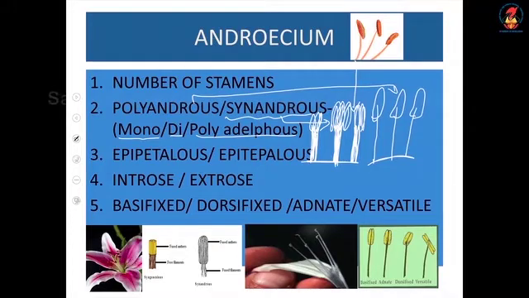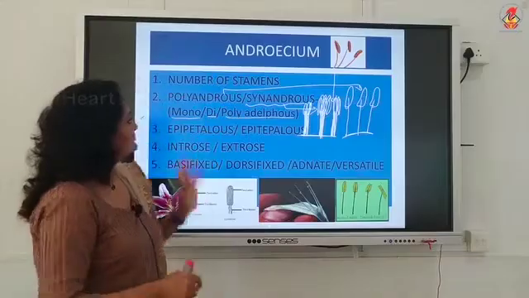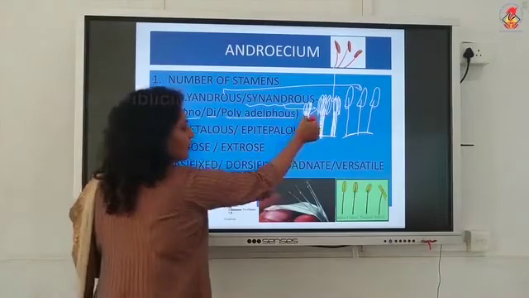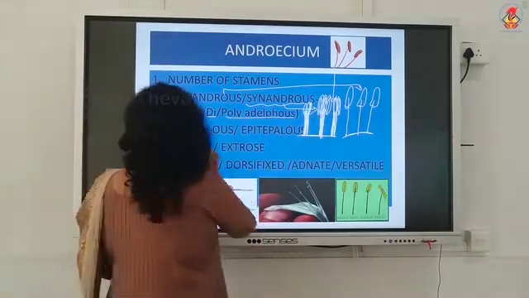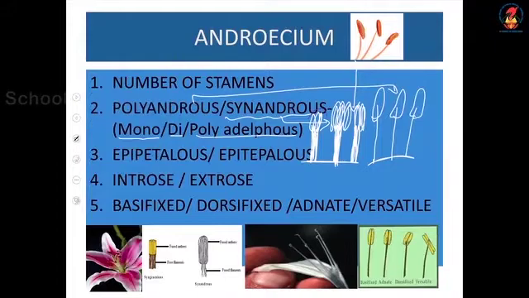Okay. Now we have 3 options under synandrous. Monoadelphous means it's fused into a single bundle. See, this is monoadelphous condition. But if there are 2 bundles, it is diadelphous. If it's more than 2 bundles, it is called polyadelphous condition. I hope you have understood that term.